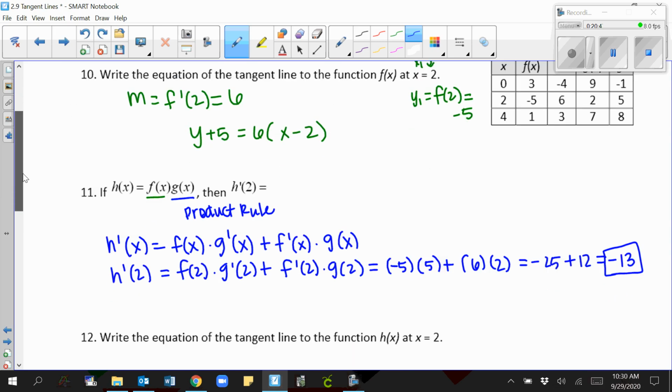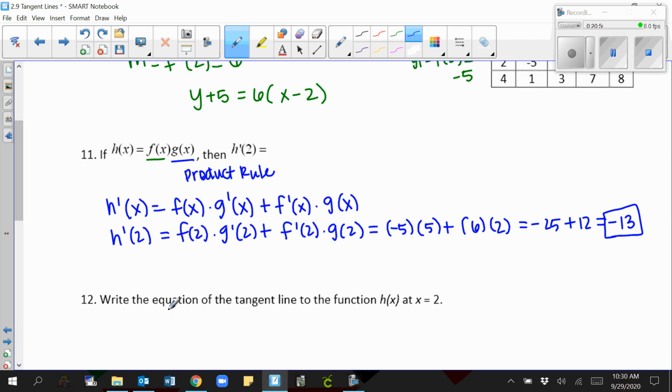And let's look at number 12 right here. Write the equation of the tangent line to the function h of x at x is equal to 2. So I need my x1, which is 2. I need my y1, which I don't know. And I need my slope, which we just found in number 11 to be -13.